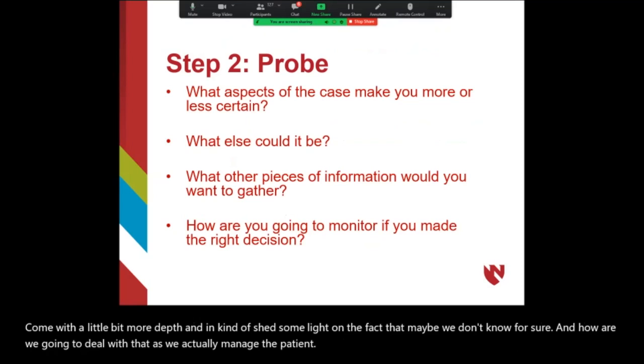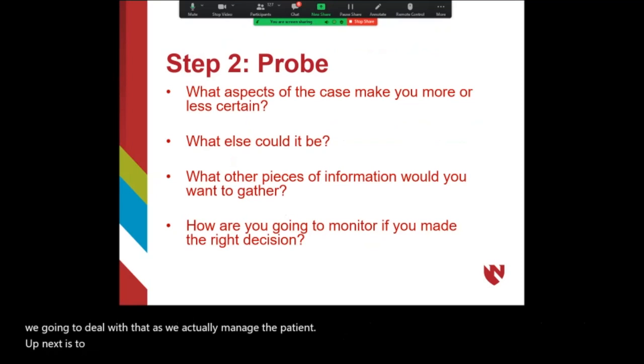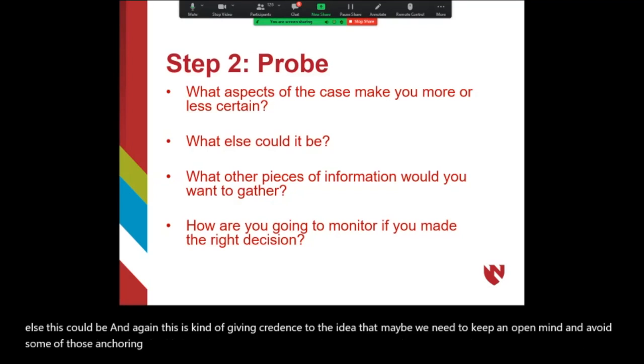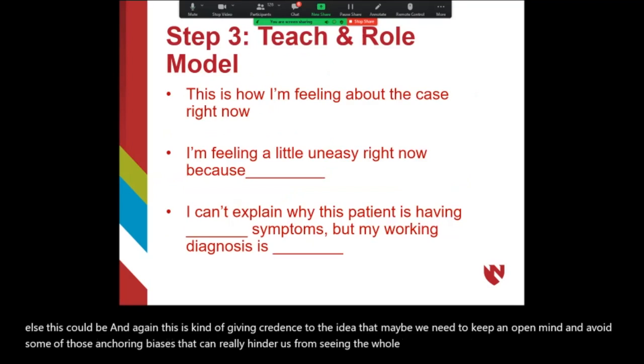Next is to probe. So you might ask the student, what aspects of the case make you more or less certain? Is there anything else this could be? And again, this is kind of giving credence to the idea that maybe we need to keep an open mind and avoid some of those anchoring biases that can really hinder us from seeing the whole picture of what's going on with the patient. And step 3 is to teach and role model.